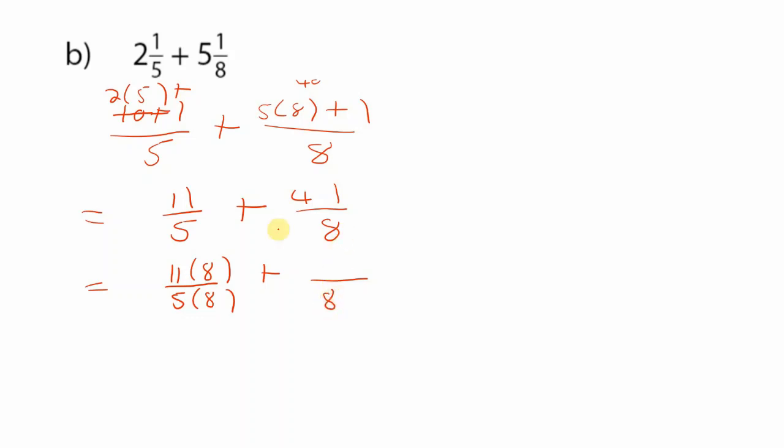How do we get from 8 to 40? We multiply by 5. So what we do to the bottom, we have to do to the top. So 11 times 8 is 88. We know we have 40 at the bottom. 41 times 5, well, let's see what's 40 times 5.